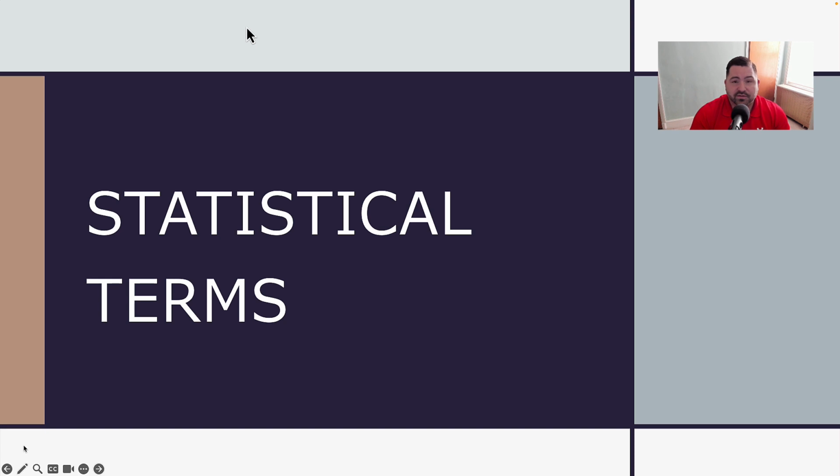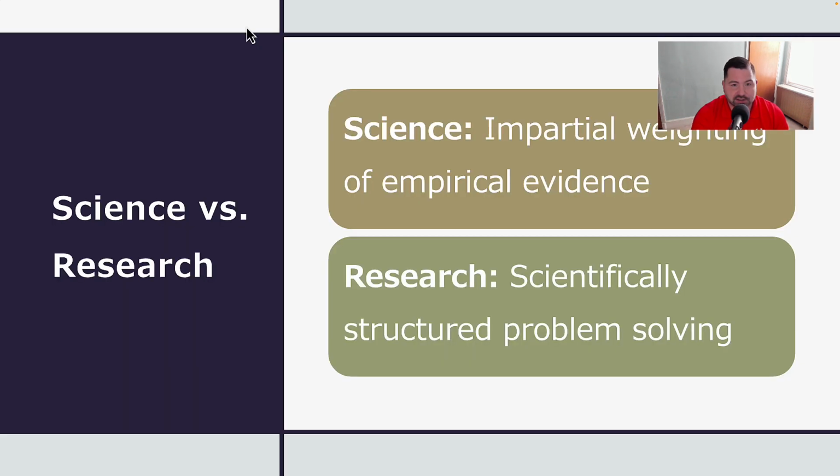Okay, so the first video that we want to try and orient you to for Stats 345 is to introduce you to some basic statistical terms. The first thing that I think is really important for you to understand is the difference between science and research. As you can see from the slide, science is an impartial weighing of empirical evidence. Impartial means that it's free from bias, okay? Whereas research is a scientifically structured way of solving problems.